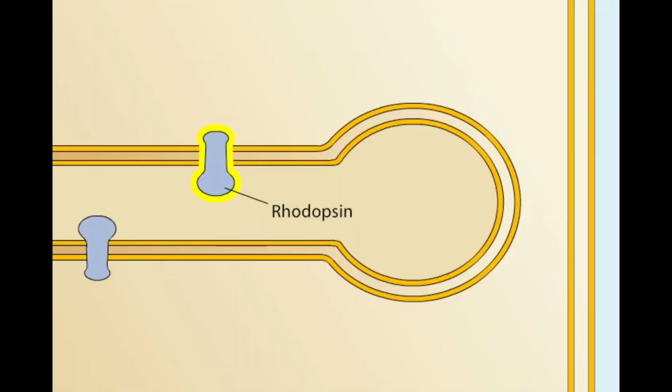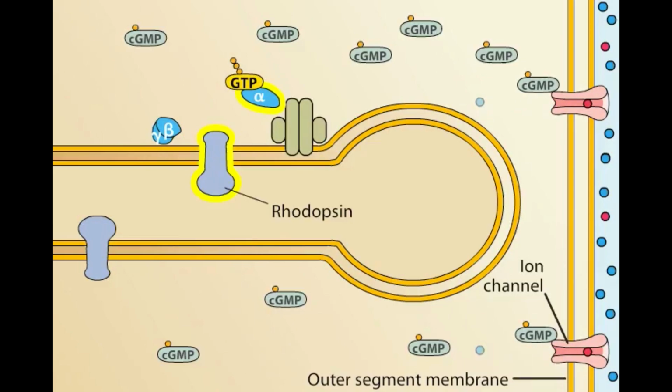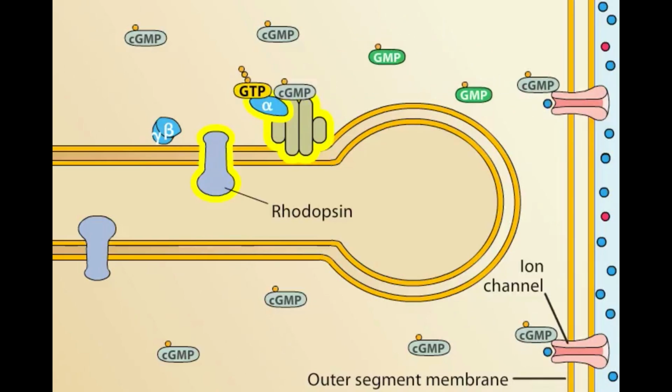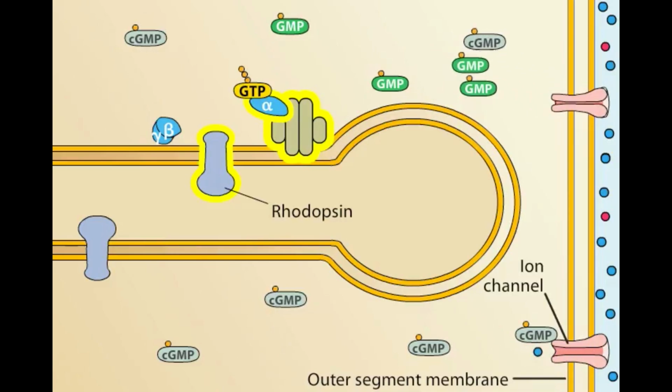The next component in the cascade is a trimeric G protein called transducin, which in its inactive state is bound to GDP. The altered rhodopsin molecule activates transducin, allowing it to exchange its GDP for GTP. The alpha subunit of transducin then activates a phosphodiesterase in the disc membrane. Phosphodiesterase hydrolyzes cyclic GMP, thus lowering the concentration of cyclic GMP throughout the outer segment. As the concentration of cyclic GMP falls, this molecule no longer binds to and holds open ion channels in the surface of the outer segment membrane.